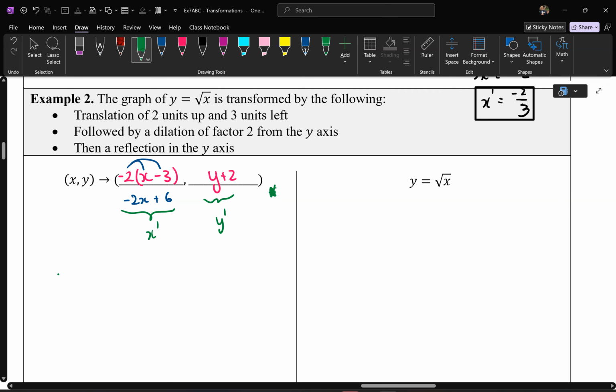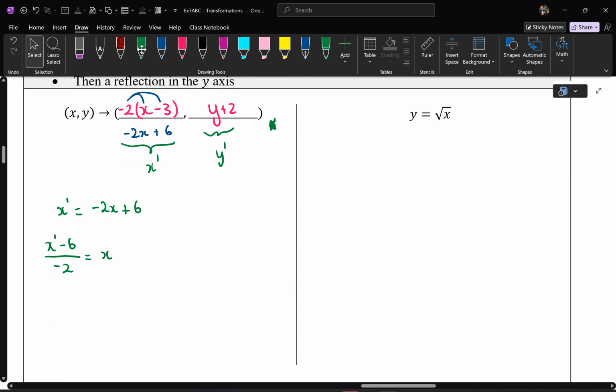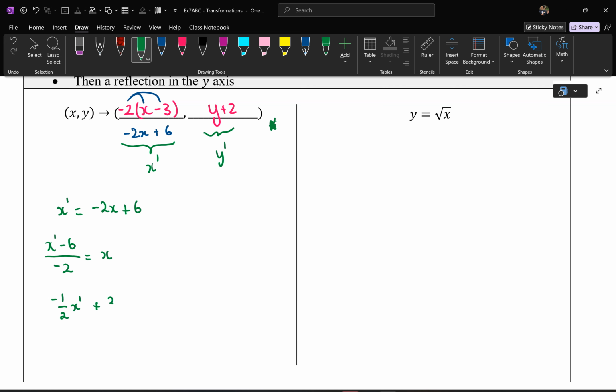So here we go. The next step was you should have new x is equal to negative 2x plus 6. And if I rearranged all that to find old x, so that's what? X dash minus 6 all divided by negative 2 gives you original x. If you split that up, that's really just negative half of x dash plus 3. All I did was I just split the fraction up. Okay, so I just did negative 6 divided by negative 2 is 3, and then 1 divided by negative 2 is negative half x dash. You split up the fraction.